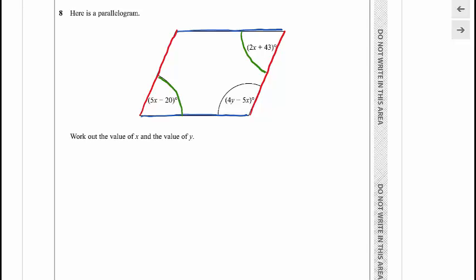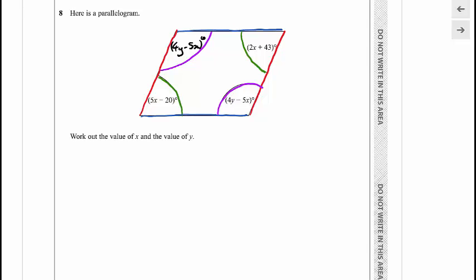Does that make sense? Just looking at it, because this side is parallel to this side, and this side is parallel to this side, when the two sides come together, then the angles which they form must also be the same. So this angle must be the same as this angle, but also this angle must also be the same as this angle. So I can actually write in there that this angle here must be the same as whatever this angle is in here. So it's 4y minus 5x degrees.